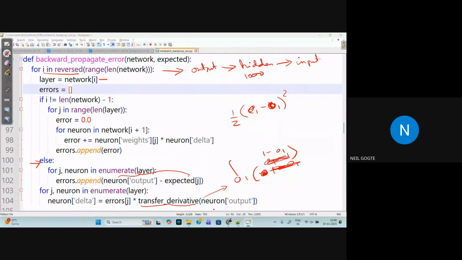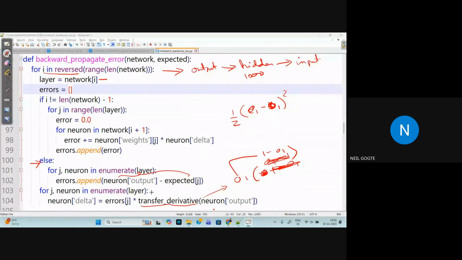So this is what we were working with. So that was the derivative, and that's why we are computing delta not just as error, but error into O1 into 1 minus O1, because we want the dL by dW. Remember, we want the dL by dW, and therefore we want it to be passed through the derivative. That's one part. That also will not give you the dL by dW.